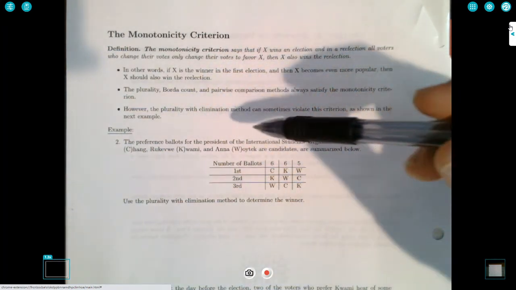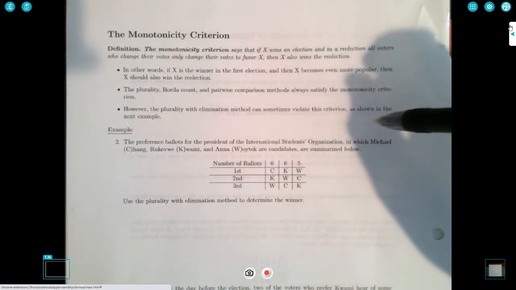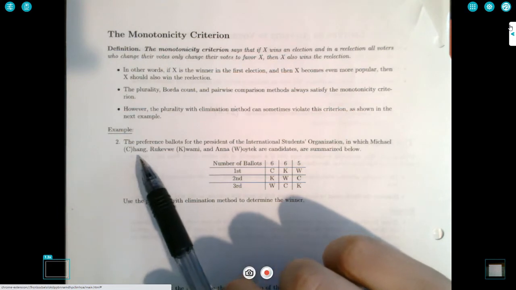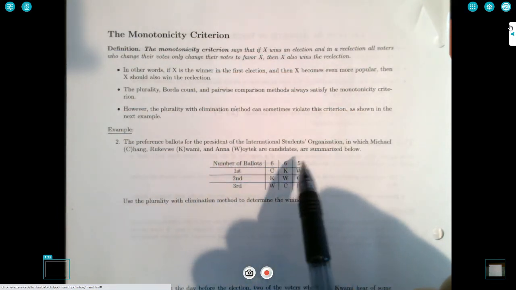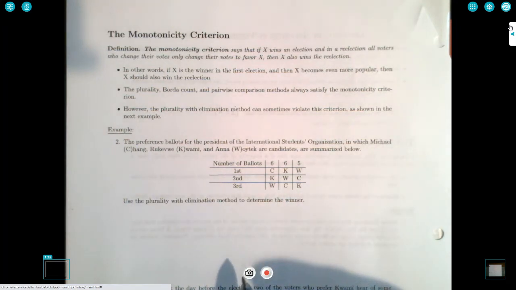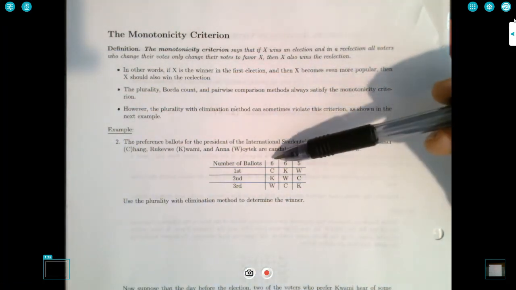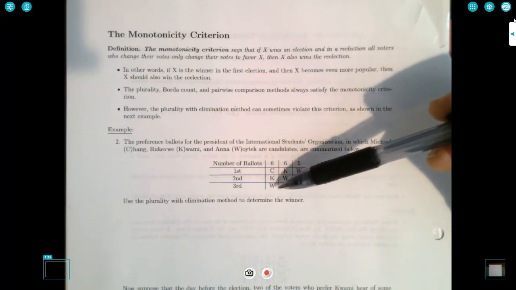Okay. So the preference ballots for the president of the International Students Organization, in which Michael Chang, Rukevwe Kwame, and Anna Wojtek are candidates, are summarized below. Okay. So 6 people cast their ballots this way, 6 people cast their ballots this way, and 5 people cast their ballots this way. It says use the plurality with elimination method to determine the winner.